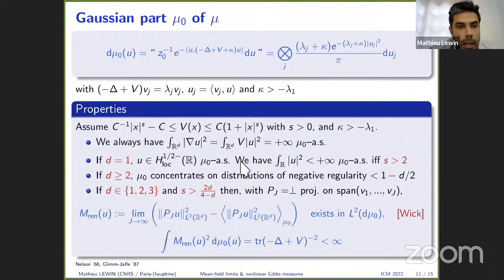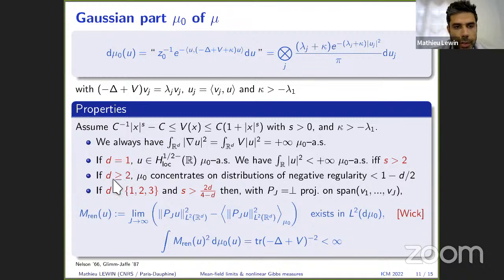And then, depending on the dimension, the support of the measure is less singular or more singular. So in dimension 1, we know that the measure is really supported on functions. Actually, they are H^(1/2 minus epsilon) locally. Meaning that locally there are perfectly nice functions in L2 or even a little bit more, mu zero almost surely. This doesn't say that the mass is finite, right? Because you could have some decay problem, but it's known that the mass is finite if and only if s is strictly larger than 2.